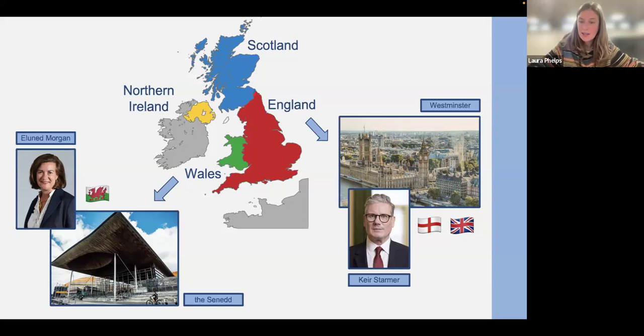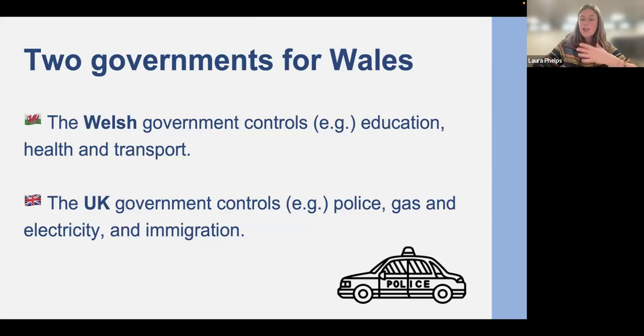And then, of course, Keir Starmer. So he's the Prime Minister of the UK, and he works in Westminster in London. And then Wales also has its own government. So that's in the Senedd in Cardiff Bay. Maybe you've been past this building before. And then this woman is Senedd Morgan. So at the moment, she is the First Minister in Wales. So these people have similar jobs, but their job title is different. So Keir Starmer is the Prime Minister of the UK, and Senedd Morgan is the First Minister of Wales. So Wales has 2 governments, so it can be a little bit confusing sometimes.